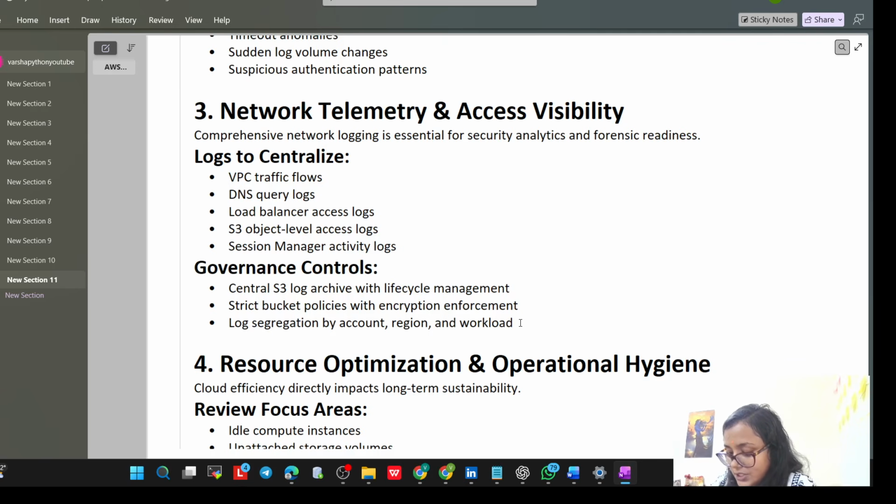Now investigation revealed a compromised IAM key used for the data exfiltration. So we revoke the key and enforced MFA plus key rotation policy. So in this way we can secure it.